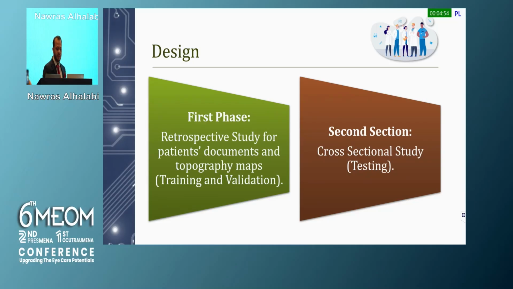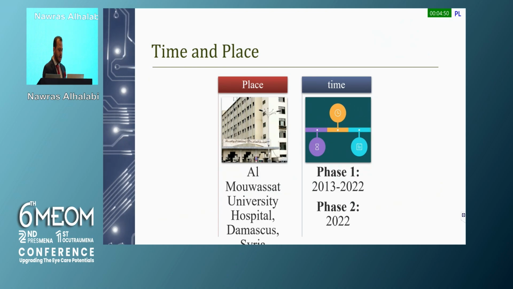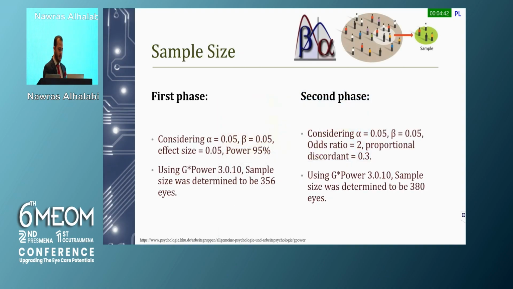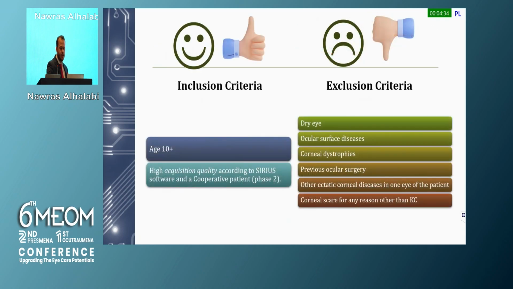Available in our hospital. Then we verified the data in a cross-sectional study. It was done at Al Mawasat University Hospital in Damascus, Syria, retrospectively for about 10 years, and then cross-sectionally for about 6 months. We used proper sample size calculation criteria for calculating the sample size in both studies.